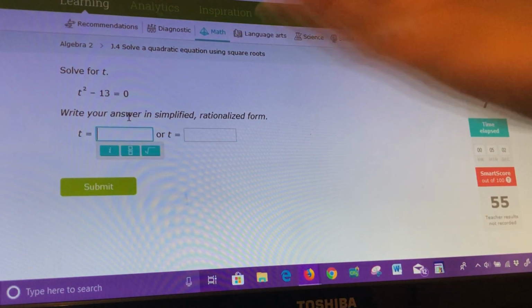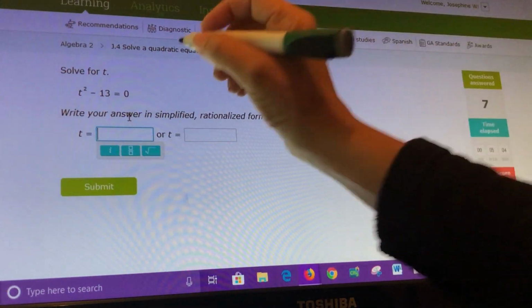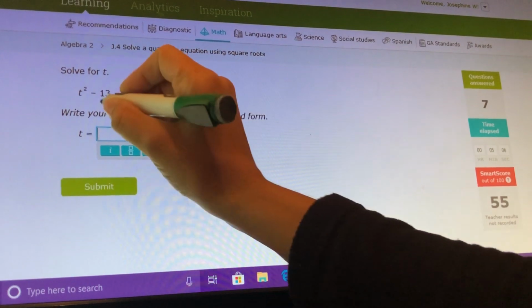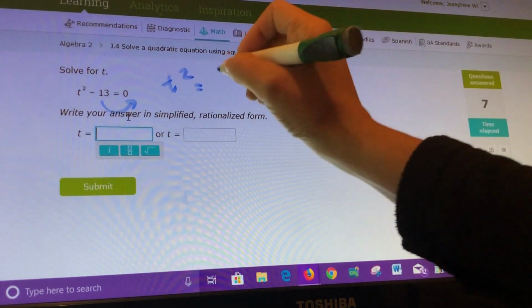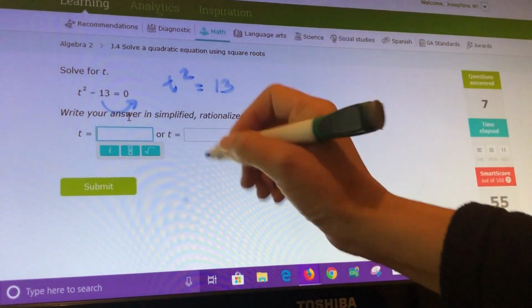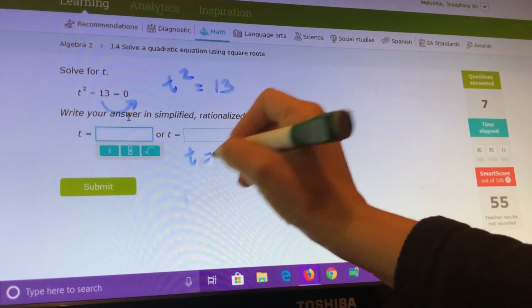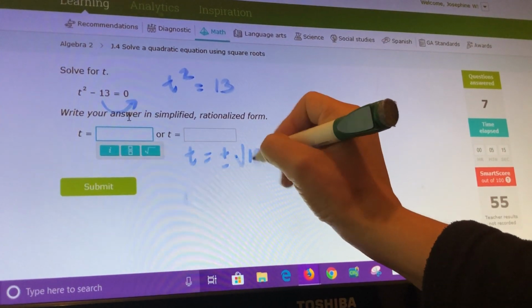So for this, what do you have to do? You have to take it to the other side, right? So you're going to get t squared is equal to, what happens when I cross? It becomes positive, so 13. So then now you take the square root of both sides. So you're going to get t is equal to plus or minus the square root of 13.